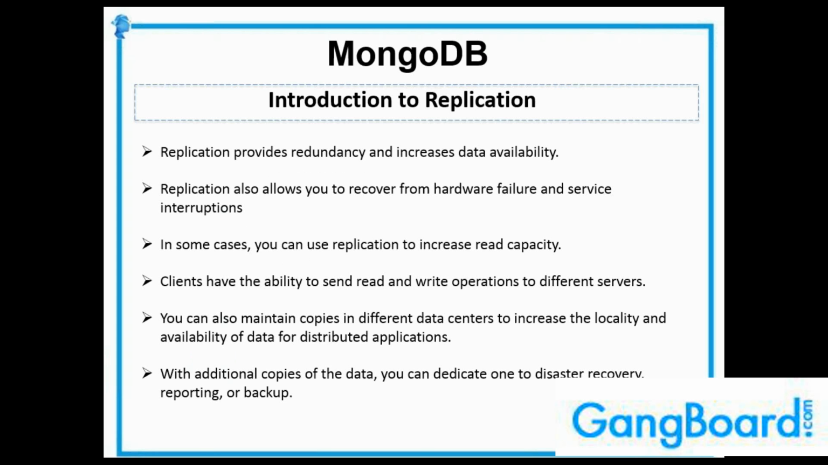Replication provides redundancy and increases data availability. It means, let's say I have records 1 to 100 in one collection. When I enable replication, say three-node replication, I will have a complete copy of 1 to 100 in the second node as well as the third node. If something goes wrong with the first node, I still have a copy of 1 to 100 in the second node as well as the third node.